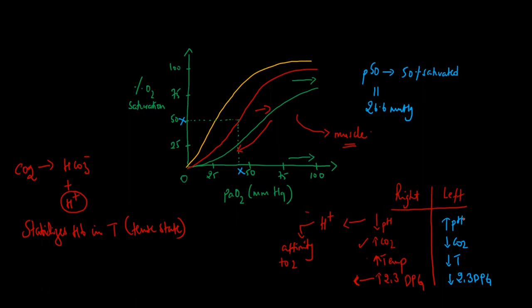And on the other hand, we have all the opposite reasons, such as increasing pH, low amounts of carbon dioxide, and low temperature. These two are happening in your lungs because it's cooler, you breathe in air, and also you release a lot of carbon dioxide, exhale carbon dioxide into the air. And one place where you have low amounts of 2,3-DPG is fetal hemoglobin, which we'll come to next.